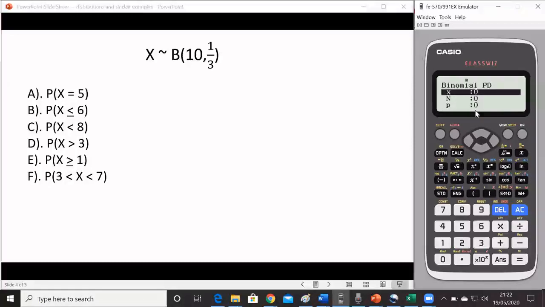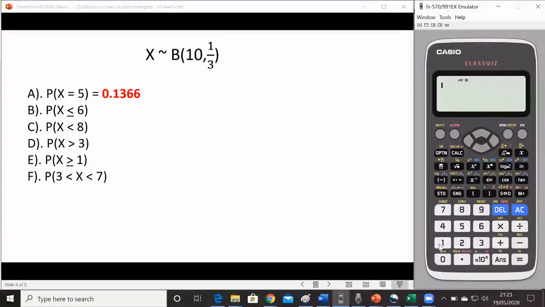It asks you to input this information. X is how many successes you want, so there's 5 in this case, you put 5. N and P is pretty obvious. It's exactly what you think it is: the amount of trials, and P, which you can input as a fraction. Don't put 0.33 because this is actually 0.33 recurring. Best to put it in a fraction. Press equals. Right, and there is 0.1366. That's the answer to that one. To come out of this, you just press menu 1.